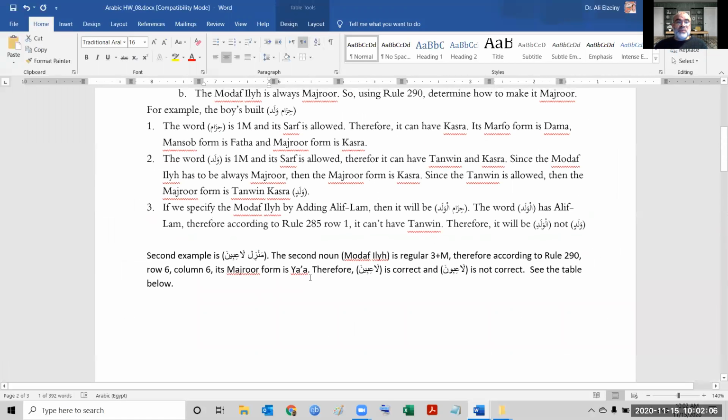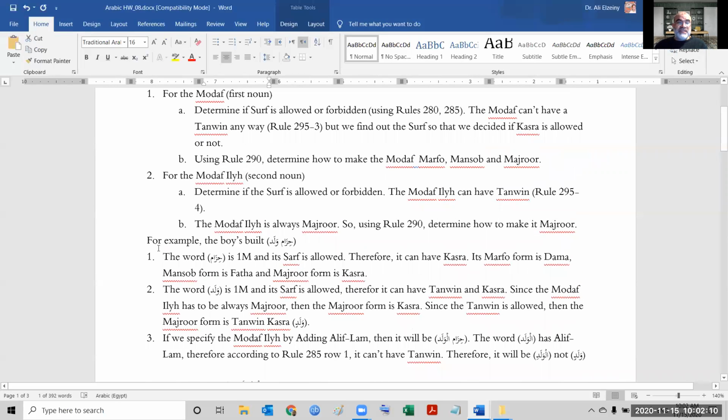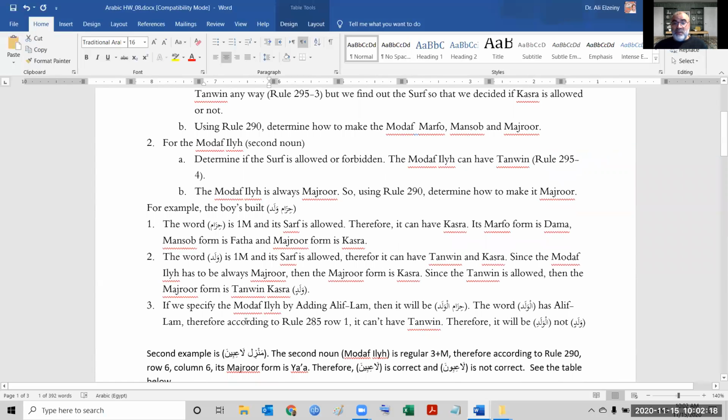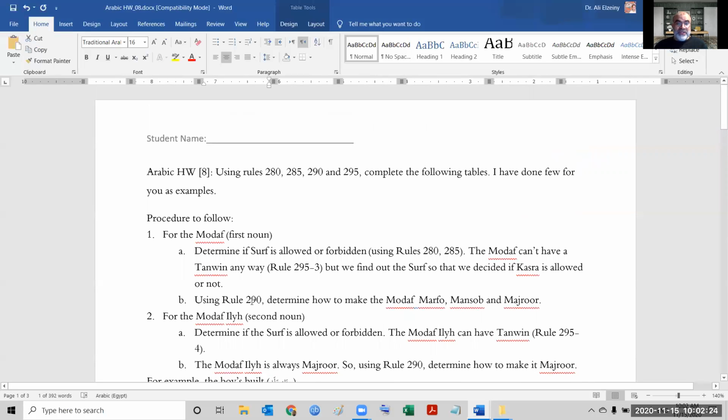So this is what the procedure basically explains. And the procedure takes an example. It says the boys built. It explains sarf is allowed, sarf is not allowed, tanween kasra, which is basically explaining what I'm just telling you right now. However, I put it in writing here so that you can just follow the procedure. It's an algorithm.